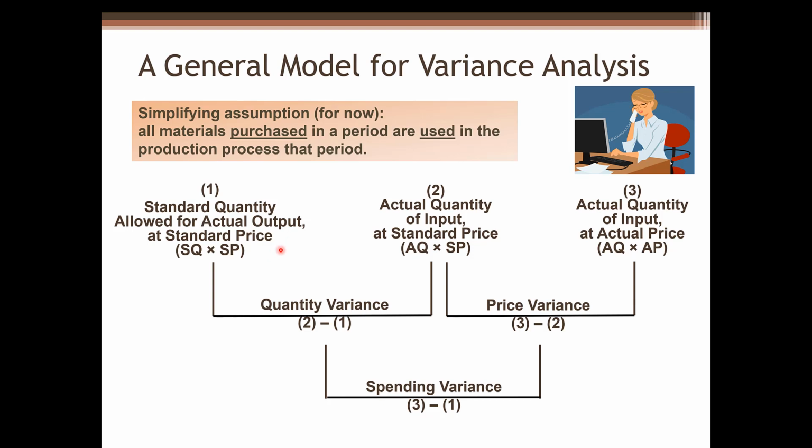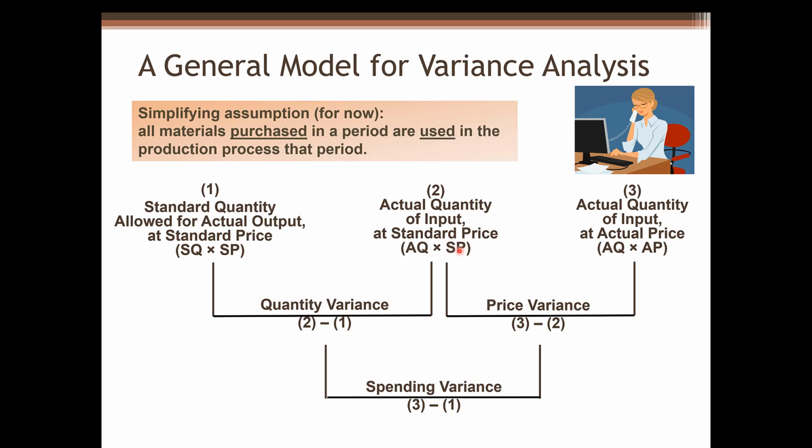Column 1, standard quantity allowed for actual output at a standard price. This is the flexible budget cost based on the actual level of activity. Column 3, actual quantity of input at actual price. This is actual result. So the difference between flexible budget and actual results is spending variance.